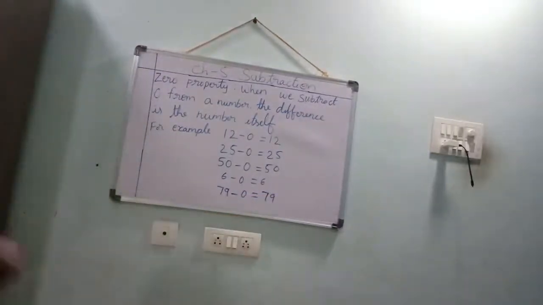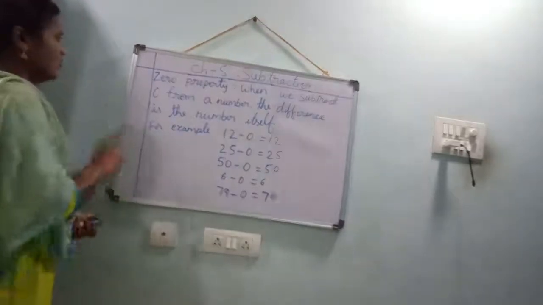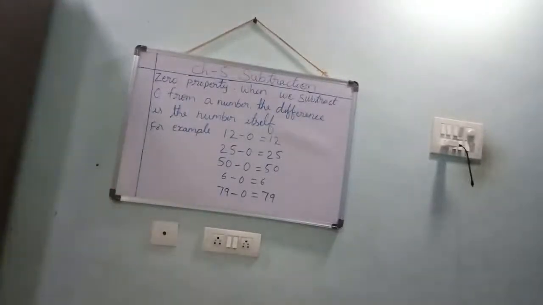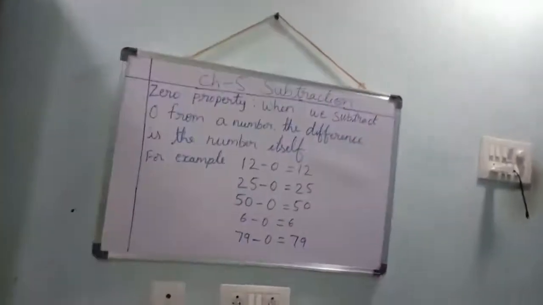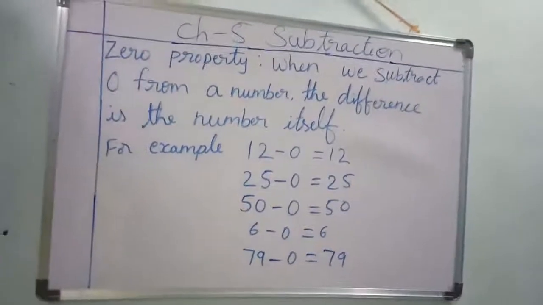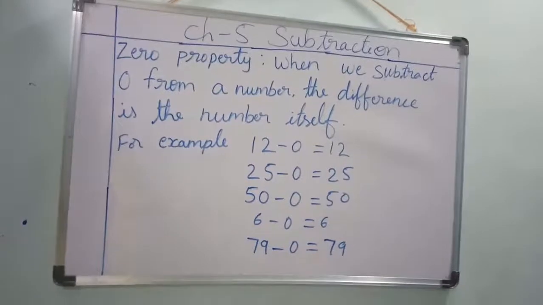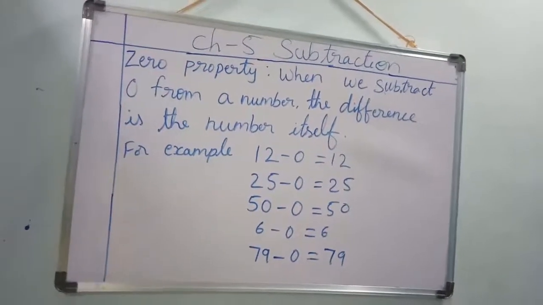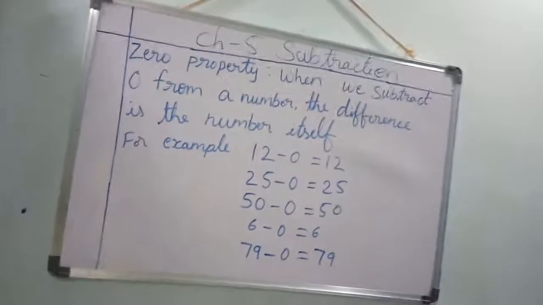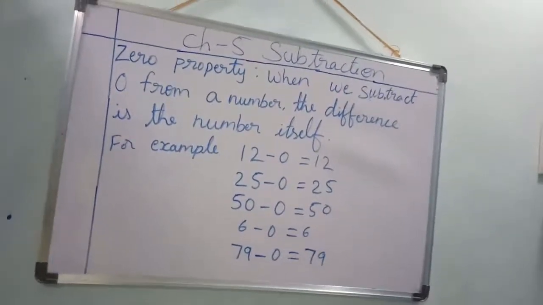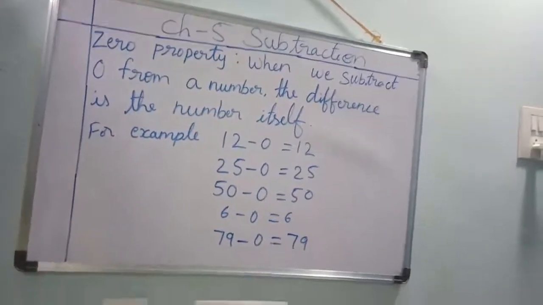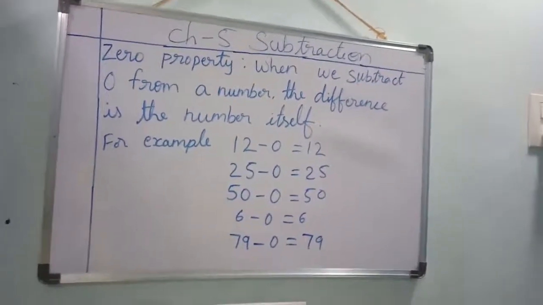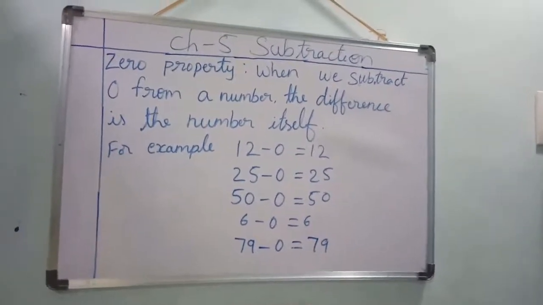What is this? Zero property. When we subtract 0 from a number, the difference is the number itself. 12 minus 0, 12. 25 minus 0, 25. 50 minus 0, 50. 6 minus 0, 6. 79 minus 0, 79.